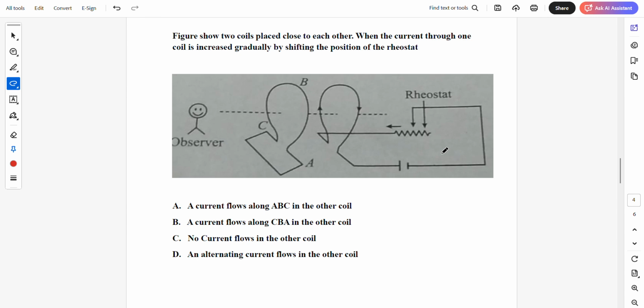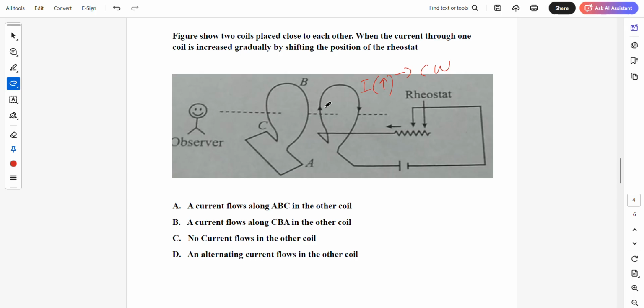What it is saying: the figure shows two coils placed close to each other. When the current through one coil is increased gradually by shifting the position of the rheostat. They have given the direction of current. The direction of current is clockwise, and it is increasing also, in the clockwise direction. You are observing from here.